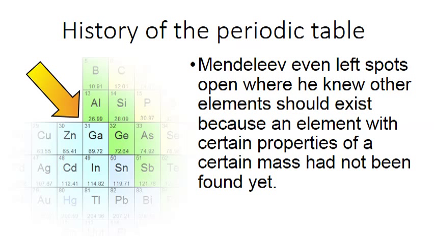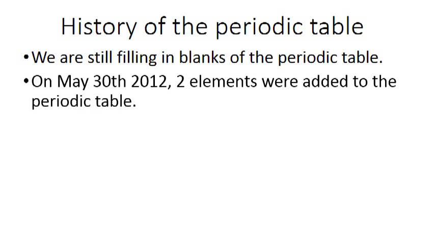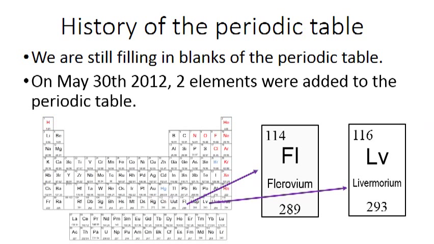So this was a big deal because scientists had not been able to make predictions about undiscovered elements before. So when Mendeleev did it, it seemed almost magical, and everyone quickly adopted the periodic table. Now we are still filling in blanks of the periodic table today. On May 30th, 2012, 2 elements were added to the periodic table. So number 114 and 116, flerovium and livermorium, were added in 2012.